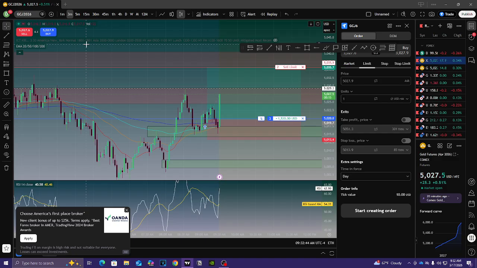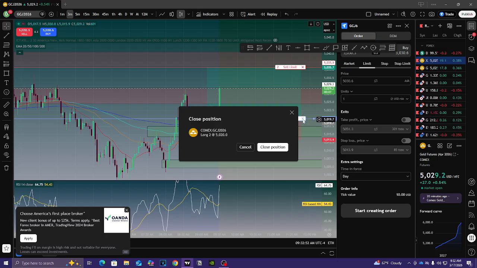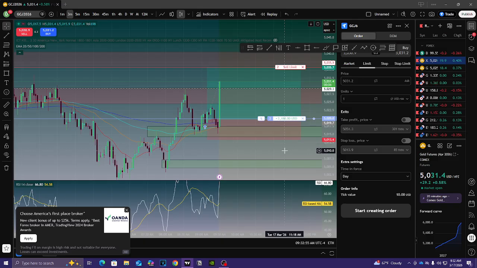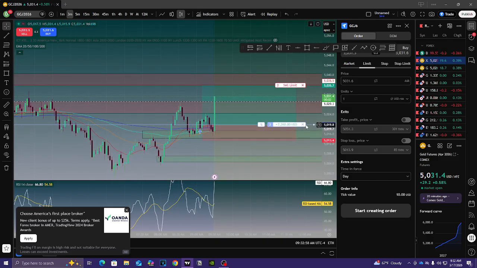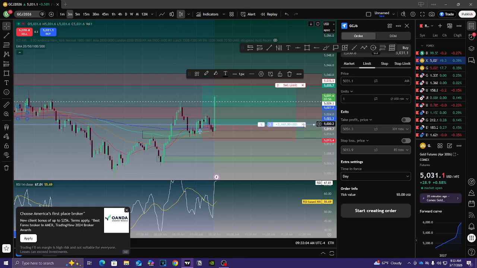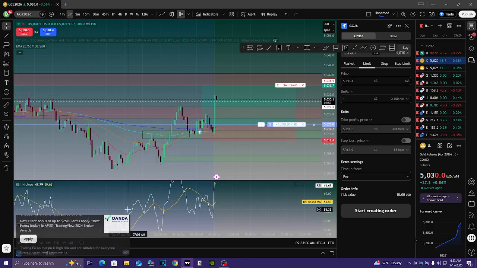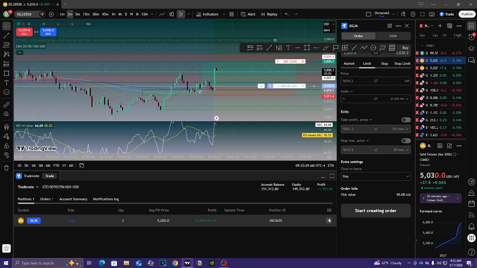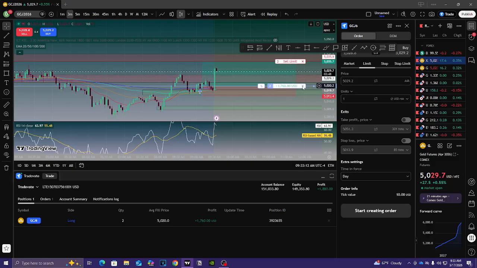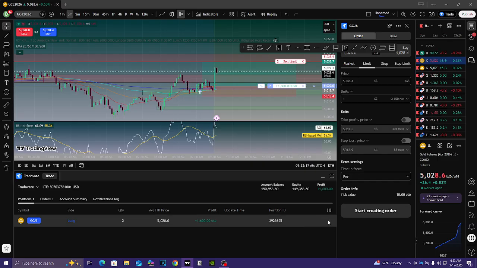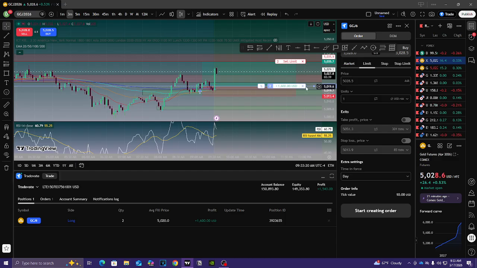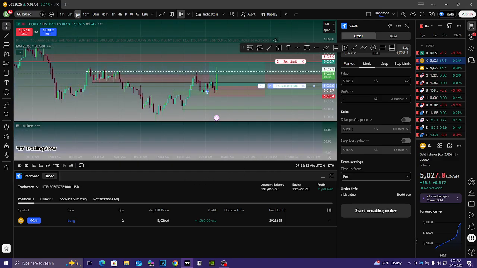There you go, chat. Wow. We're gonna close right here. Wow. Holy shit. Not even letting me close. Why is it not letting me close?